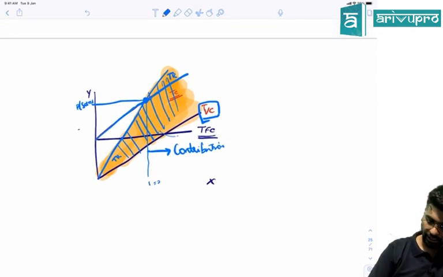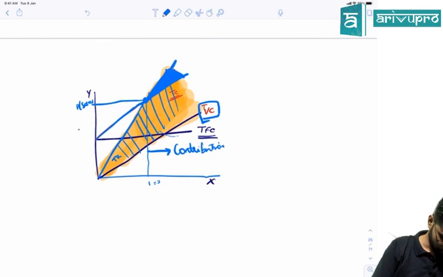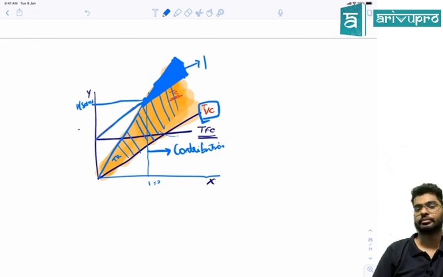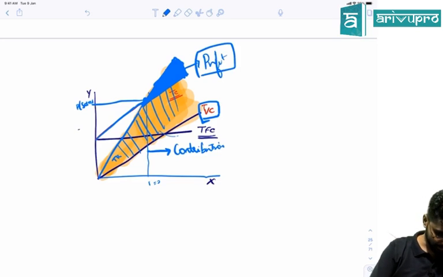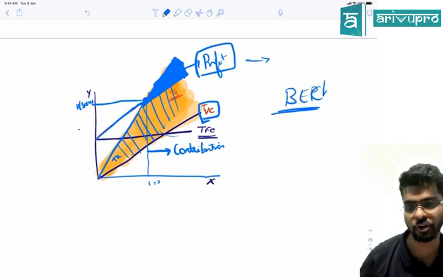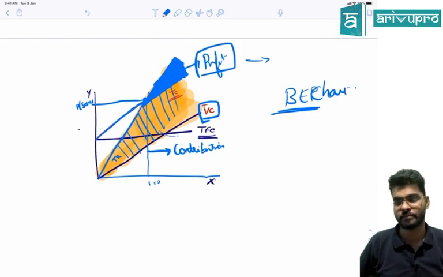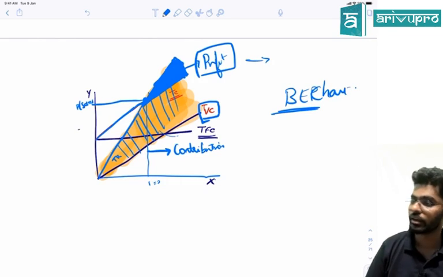Guys, are you clear? Now see this portion. Here, my revenue is more than the fixed cost in this portion. And this is my profit. Are you clear? This line or this chart, we call it as break-even chart. Should I repeat anything in the chart or are you guys clear with this? Done?